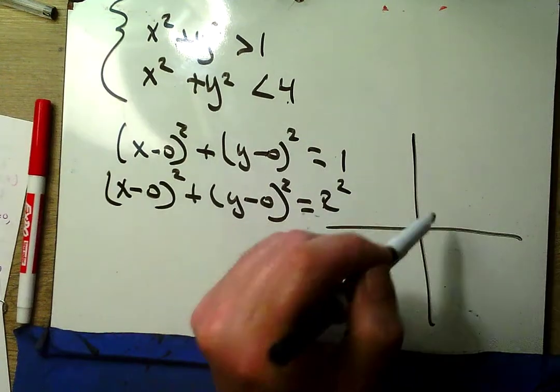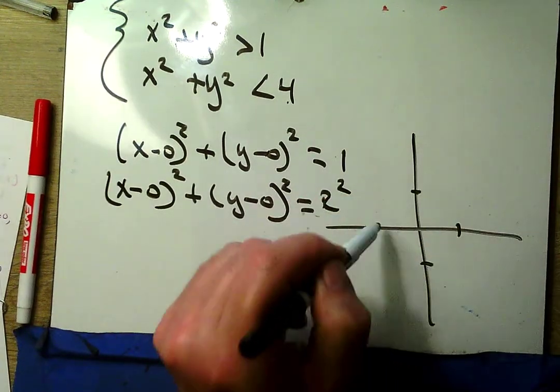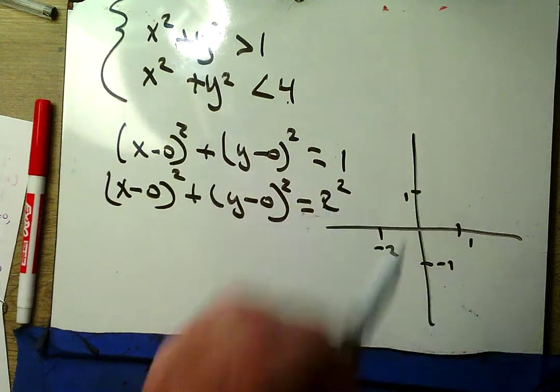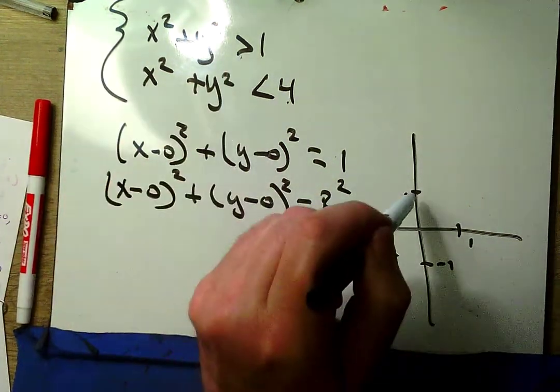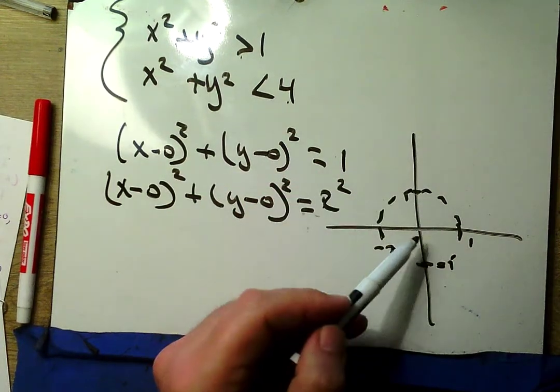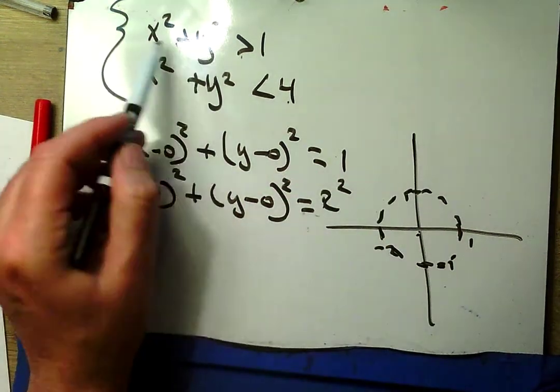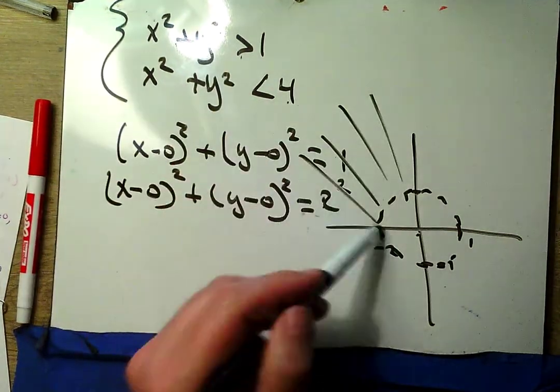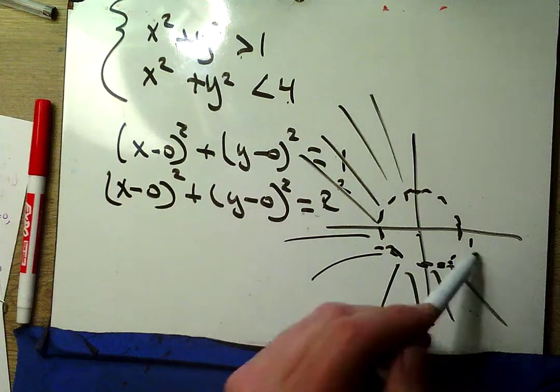So this is a very interesting drawing. One of our circles has a radius of 1, and it's a dotted line, or a dashed line. And what about the shading? If I plug in 0, 0, I get 0 is bigger than 1. No, that's not true. So I'm shading outside like a little sun.